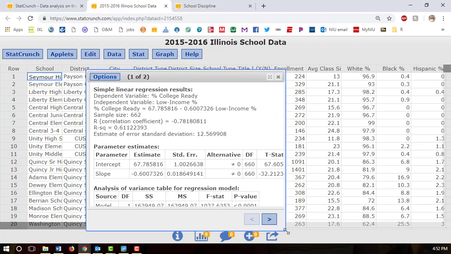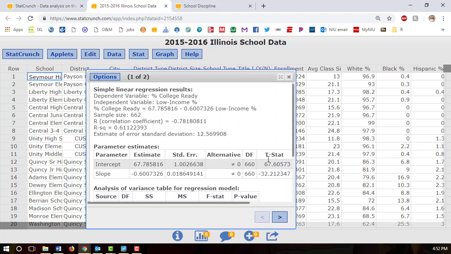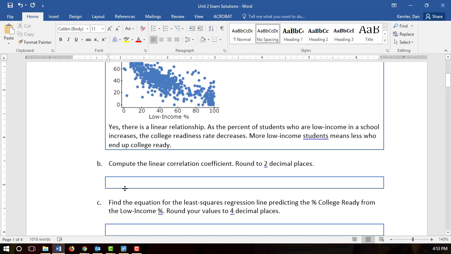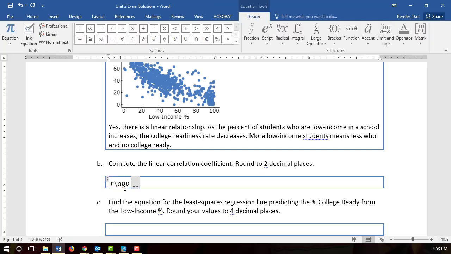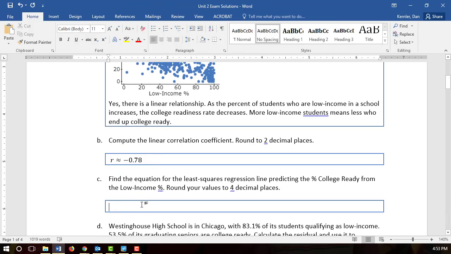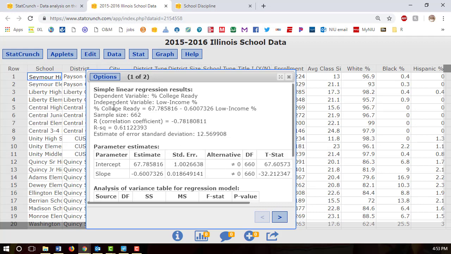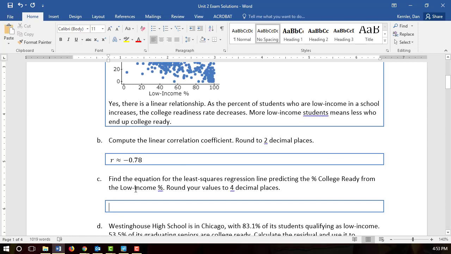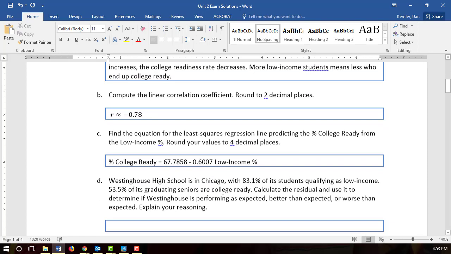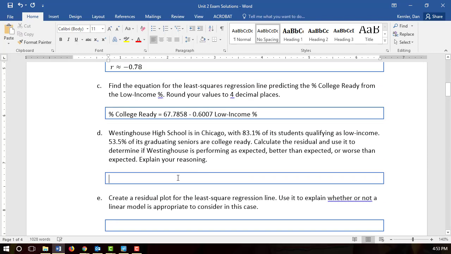All right, so the first question was the correlation. So R is about negative 0.78. That was up here. R is approximately negative 0.78. The equation for the least squares regression line, round to 4 decimal places. I'm going to copy this and then I will edit it when I get in there. Let's see. I guess I didn't really need 4. That's way too much. We could have rounded to more than that, or less than that. That's fine.